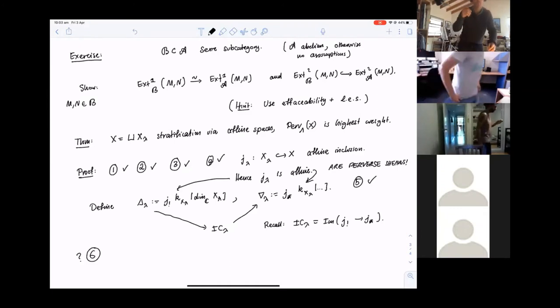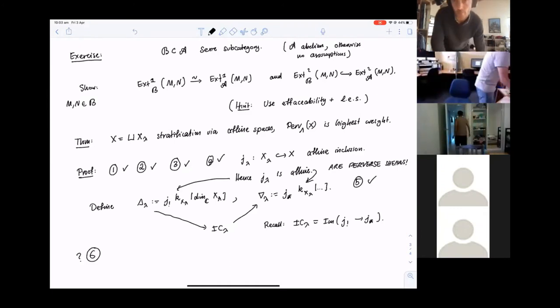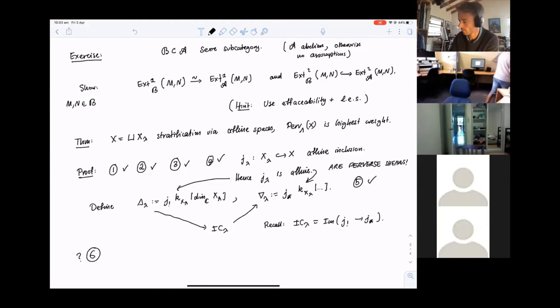Also, I was just kind of curious. You mentioned that you can incorporate Rep G into this theory for a reductive group. Is there something you can do for a finite group?